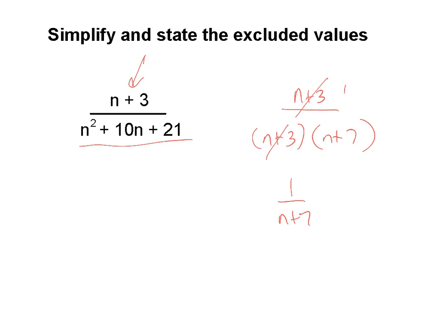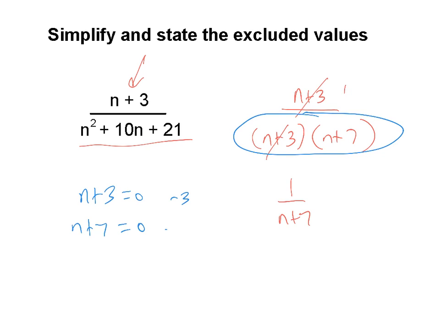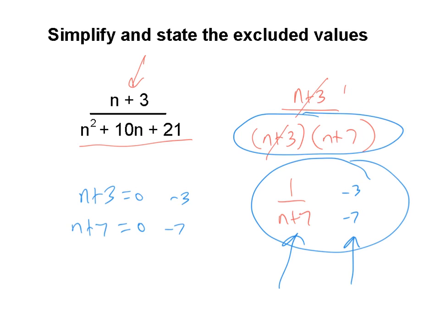And then to get our two excluded values, remember what we do? We just look back to what we factored out in the denominator, put those two pieces equaling 0, and then solve for n, which would be -3 and -7. So those are our two excluded values. So there's our two answers. We simplified it, and we found the two excluded values that we cannot use in the denominator.